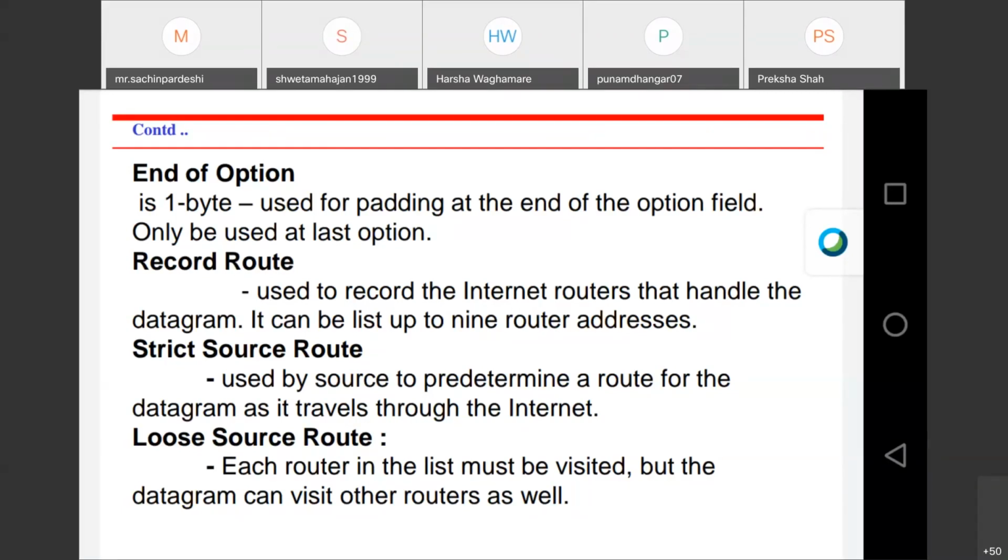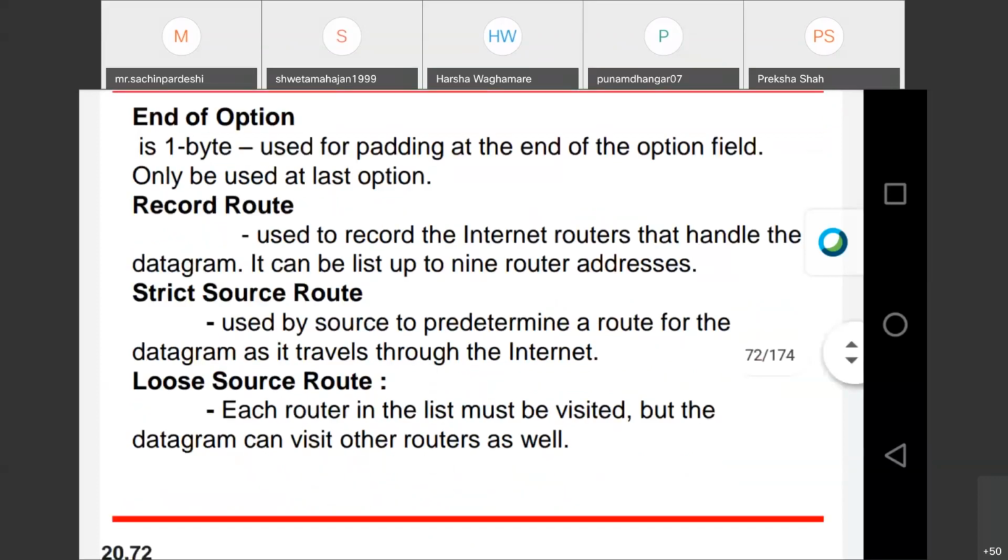Loose source route means each router in the list must be visited, but the datagram can visit other routers as well. So in loose source route, whatever router addresses you have defined, the datagram must visit all of those routers, but it can visit other routers too, and the datagram will not be discarded like in strict source route.